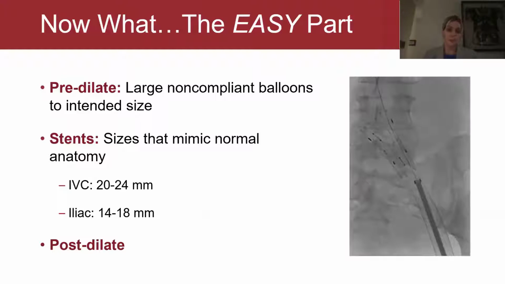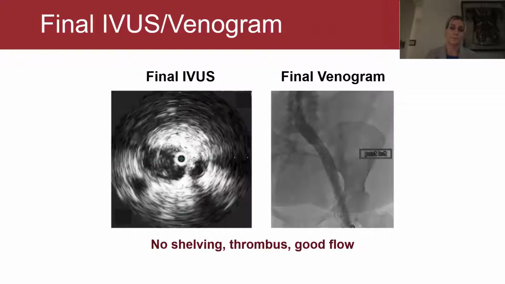After all your decisions, that is by far the longest part of my case, is making my decisions and where I'm going to land my stents and exactly getting everything lined up and planning. After that, the predilation, large non-compliant balloons to the intended size of your stents, stents that mimic normal anatomy, post-dilation, and then your final imaging, assuring you have no shelving, no thrombus, and good flow.